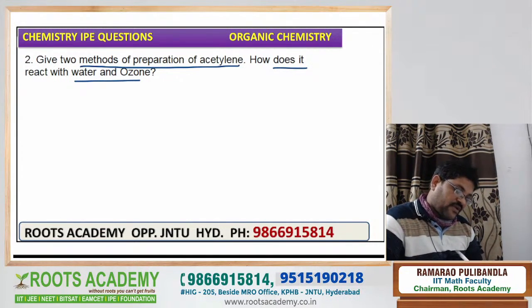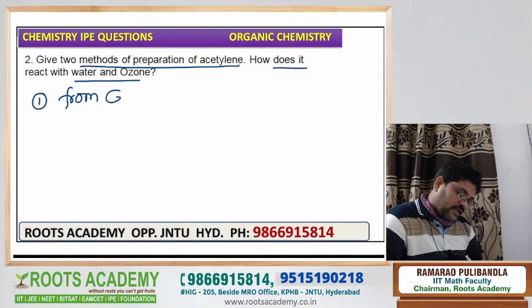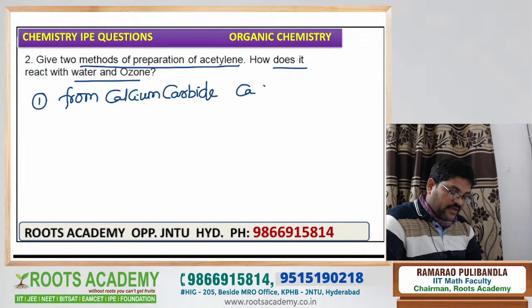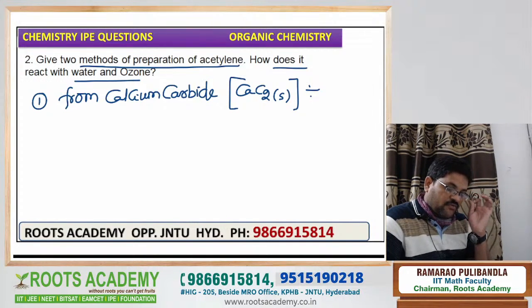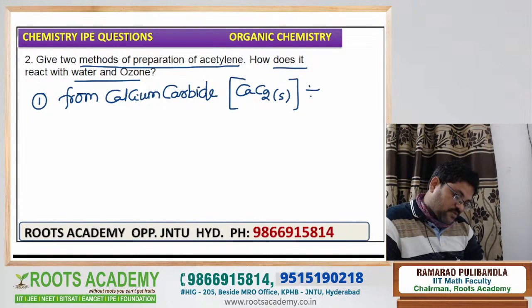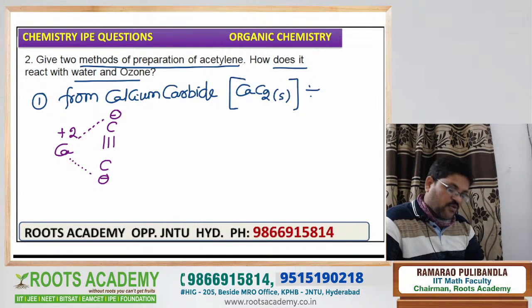First, preparation methods of acetylene. First one, preparation from calcium carbide. What is the formula of calcium carbide? CaC2 solid. From CaC2, calcium plus 2, and C minus, C minus, with a plus 2 and minus interaction. This triple bond is like that.